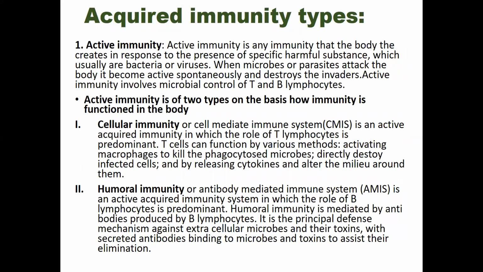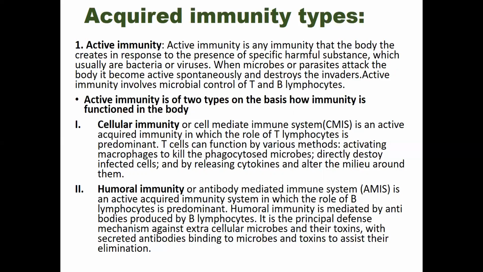Now let's talk about the types of acquired immunity. There are two types of acquired immunity: active immunity and passive immunity. Active immunity is any immunity that the body creates for itself in response to the presence of a specific harmful substance, which usually are bacteria or viruses. So when microbes or parasites attack the body, it becomes active spontaneously and destroys the invaders.